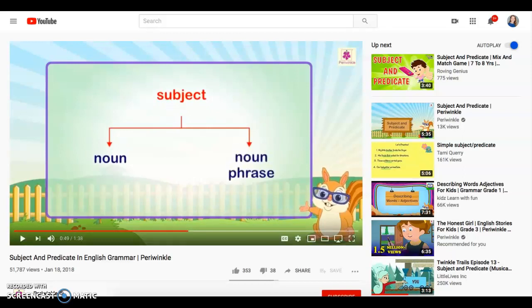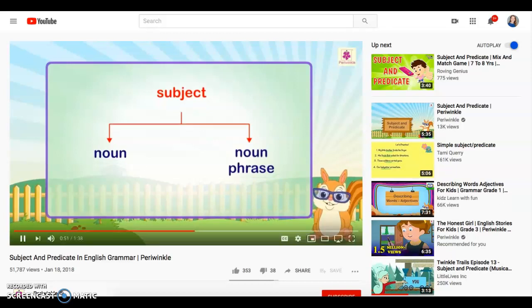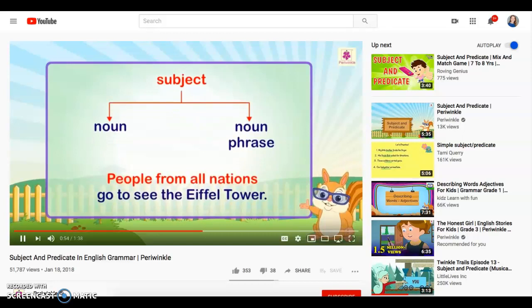So we know that the subject can either be a noun or a noun phrase. If it's a noun phrase, it just means that it's more detailed on who the subject is.